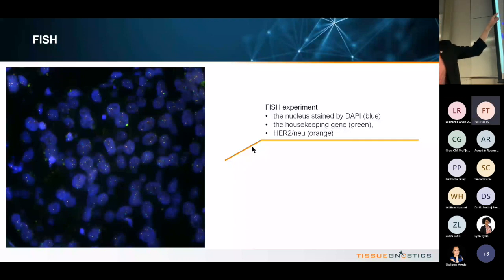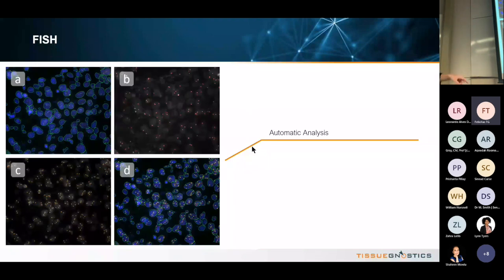So again, we have the nucleus stained with DAPI. We have a housekeeping gene, which is stained in green. And then we have HER2 Neu in orange. First step was we detected the nuclei. The second step was to detect the housekeeping gene dots. The third one was to detect the HER2 dots.